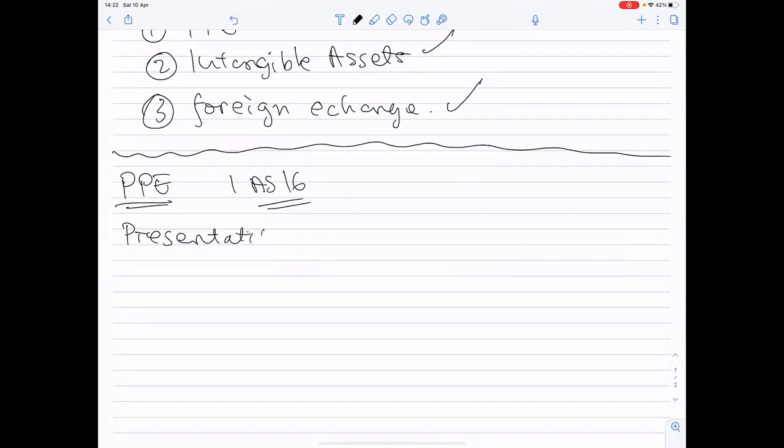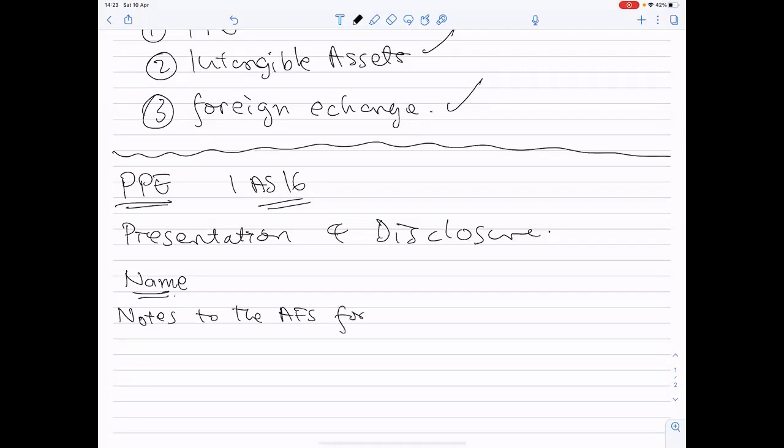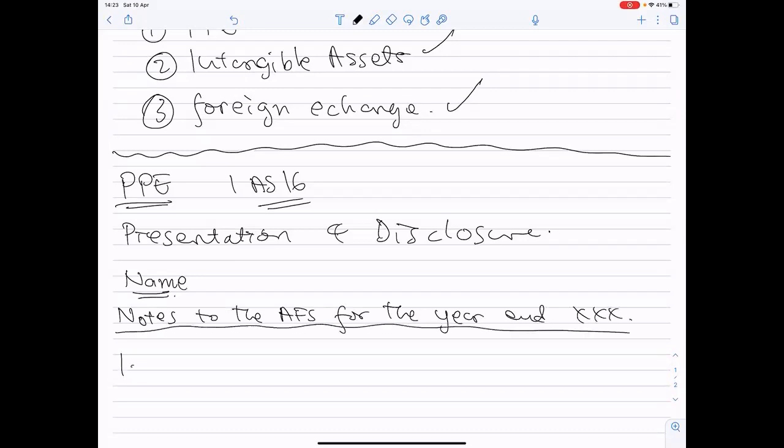Presentation and the disclosure of your financial statement. So when you are presenting and disclosing your property, plant, and equipment, good people, you are going to first state the name of the entity that you are preparing the financial statement for. Then you write the notes to the annual financial statements for the year ended, whatever year is there. Then you can write number one or two or three. Then you write property, plant, and equipment.